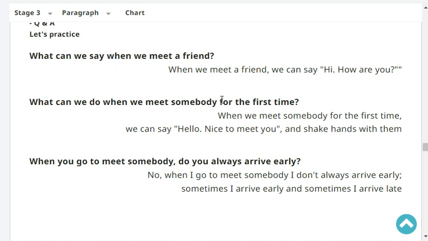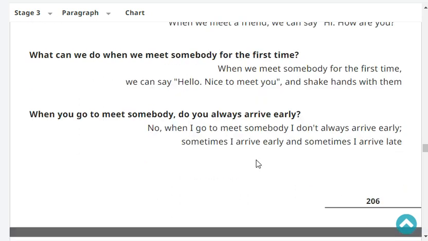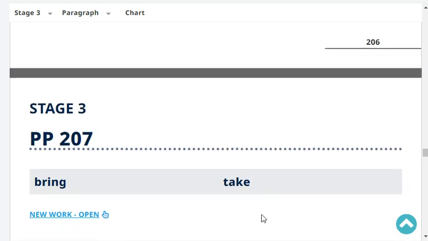When you go to meet somebody, do you always arrive early? Yes or no? Yes. When I go to meet somebody, I always arrive early. Very good.